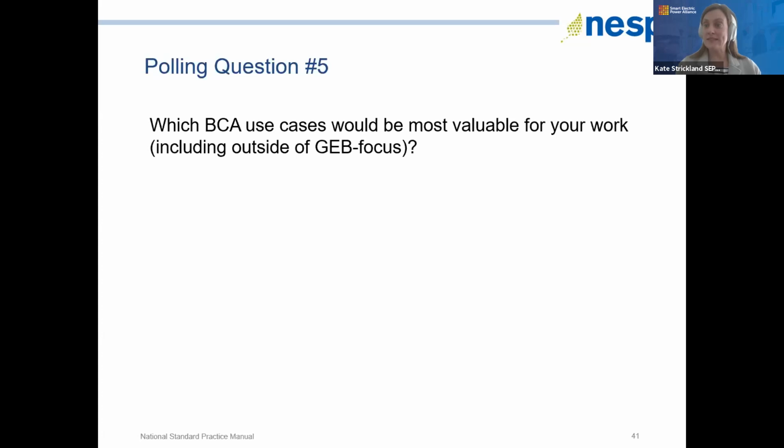While everyone's filling this out, I also wanted to note that there's an additional use case here focused on building electrification as well that we're interested to hear your feedback on. And if you have more thoughts than a multiple choice poll can accommodate, please feel free to type ideas into the chat box as well.